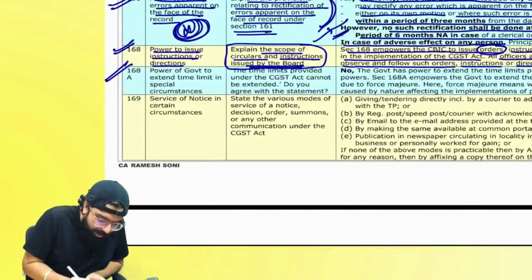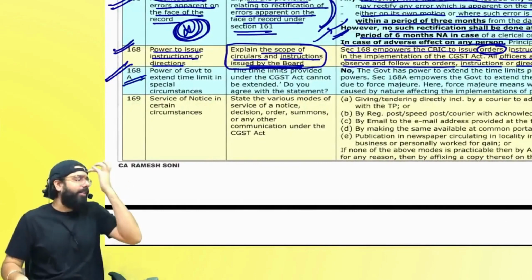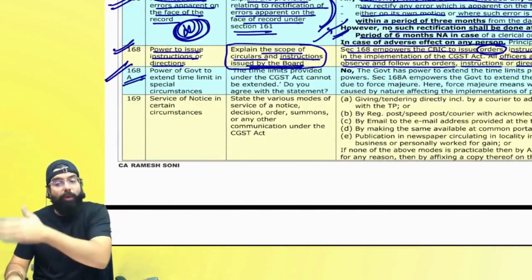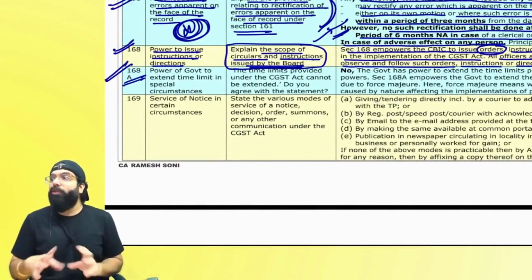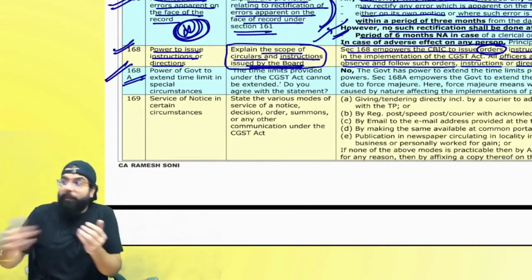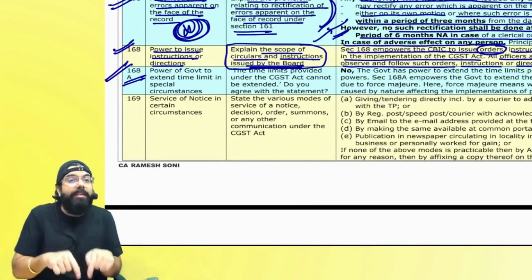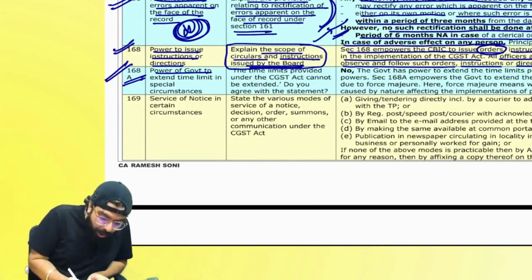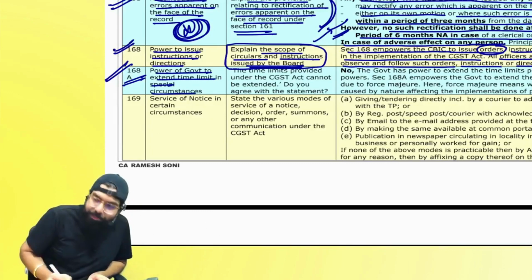The next one over here is section number 168A. Section number 168A was introduced in COVID time. In COVID time, you saw all the returns, etc. Because people could not file the returns, etc., the time limit had to be extended. Section number 168A was introduced. Power of the government to extend the time limit in special circumstances.